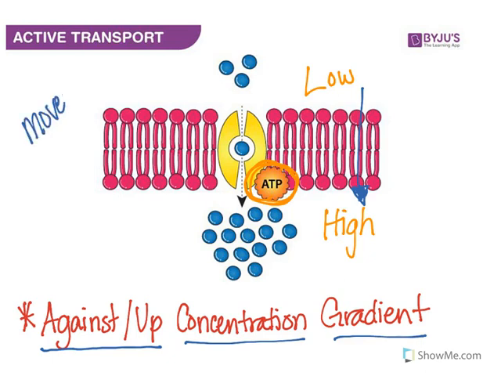So our movement will always be low to high for active transport. Low to high. Up or against the concentration gradient. Hopefully this helps clear up the organelle homeostasis, a little bit about the cell membrane, as well as active transport.